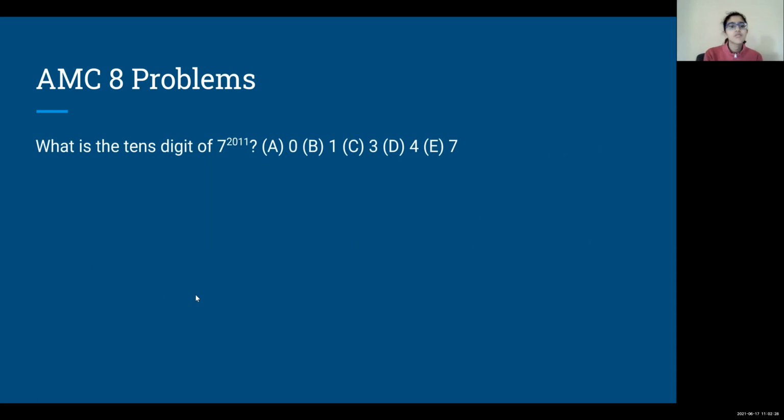Okay, so the next problem: what is the tens digit of 7 to the power of 2011? The answer choices are 0, 1, 3, 4, and 7. I do not remember what the correct answer for this question is, but usually the correct answer will have a number very close to it if it is right. This is not always the case, but it happens a lot of the time. So yeah. Okay, I've gotten one answer.